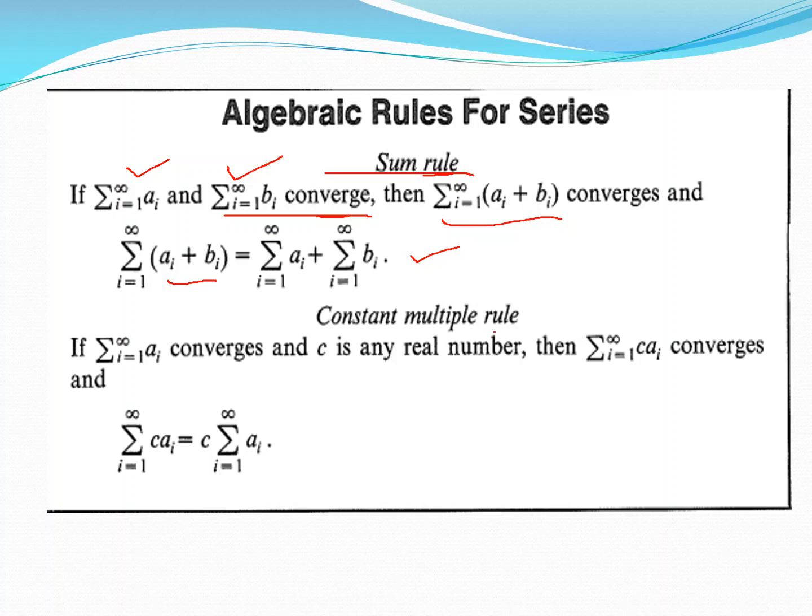and the constant multiple rule. If summation ai converges and c is any real number, then sum of c ai also converges and can be written in this way. These are the algebraic rules for series, which will be used later on.